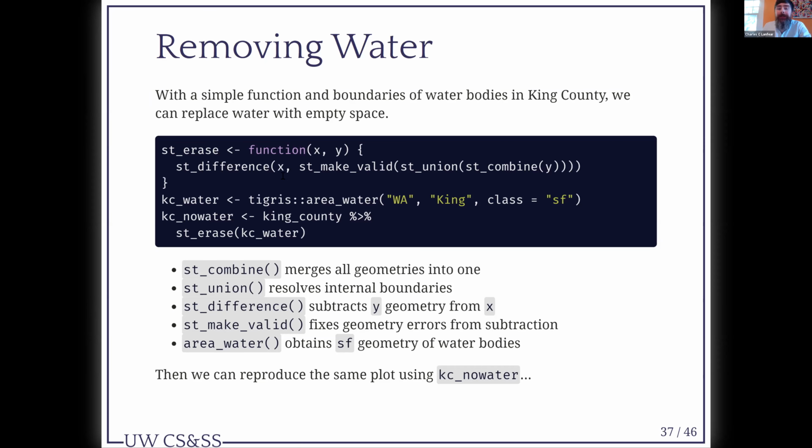Yeah, what I've actually done is I've written a function that takes its first argument as a data frame, and its second argument is also a data frame that I want to subtract things from. So I've piped the King County data into st_erase. So x is the first argument. It's made King County the first argument of st_erase. Okay, that's super. Thank you so much.